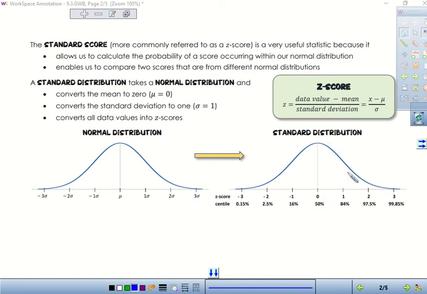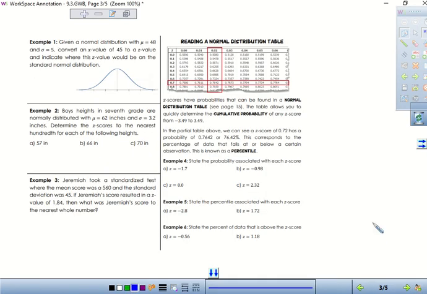Now, the standard distribution converts things a little bit differently. It converts it from 0, 1, 2, 3 to negative 1, negative 2, negative 3 on the other side. So we'll convert whatever your score is over here into a standard distribution score. And we'll talk about how this applies, and we'll do an example that shows this.